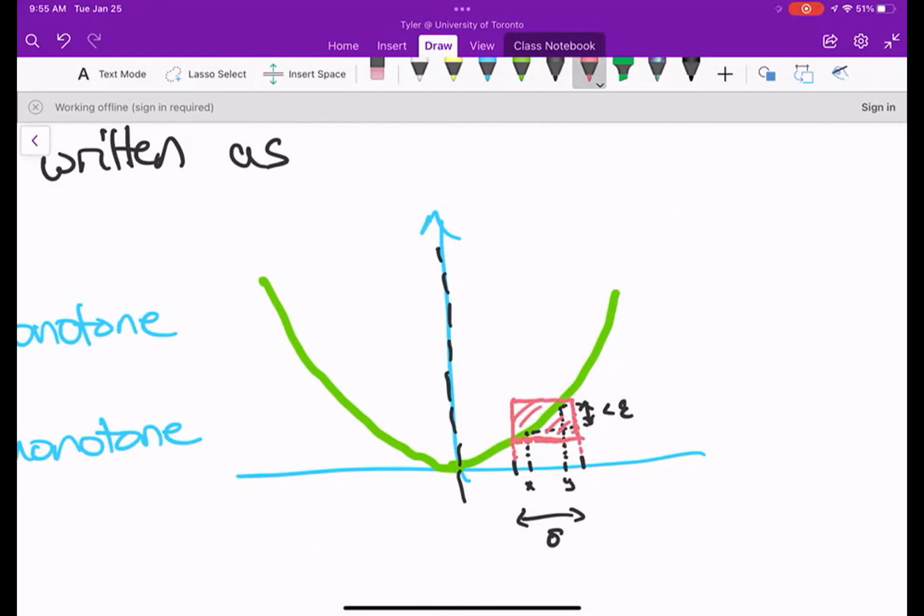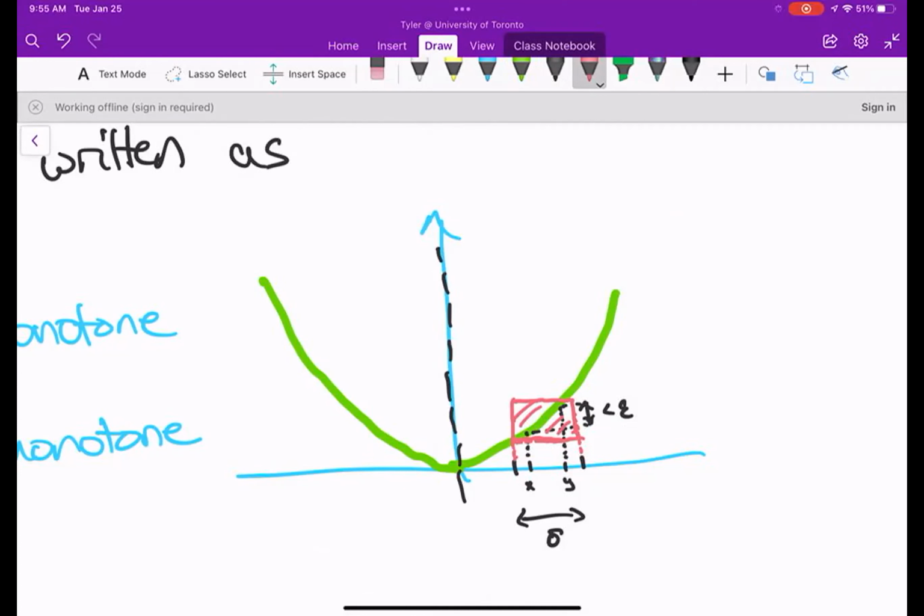And we're guaranteed that this box has a height less than epsilon, because no matter what two points I choose in this delta interval, their distance can never be more than epsilon away from each other. So the maximum height of this box is epsilon and its width is delta, right? So the area of this box is epsilon times delta.